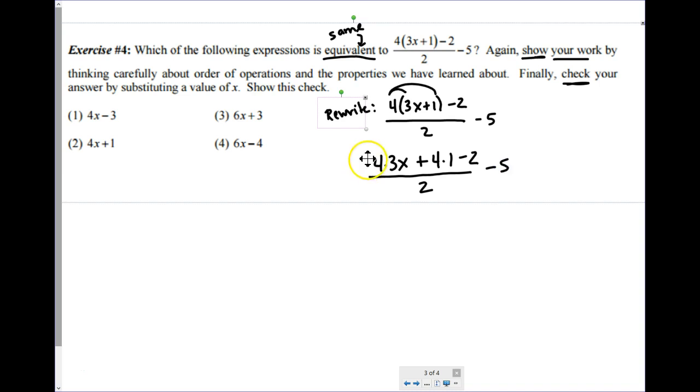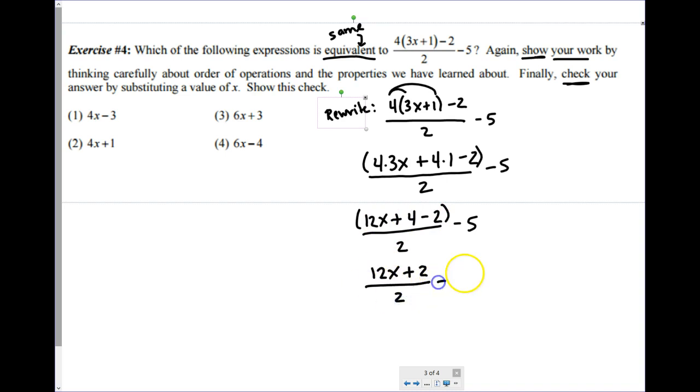Now I've got this thing up here above the 2, and I'm going to work on this. So 4 times 3x is 12x, plus, what's 4 times 1? 4, and then minus 2, carry that over 2 minus 5. Let's keep taking a look at this numerator here. I can do the 4 minus 2 and get 12x plus 2. Again, divide by 2 and bring down the 5.